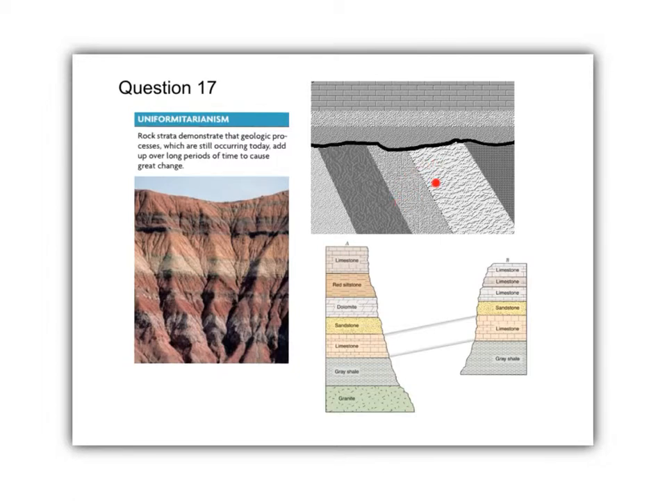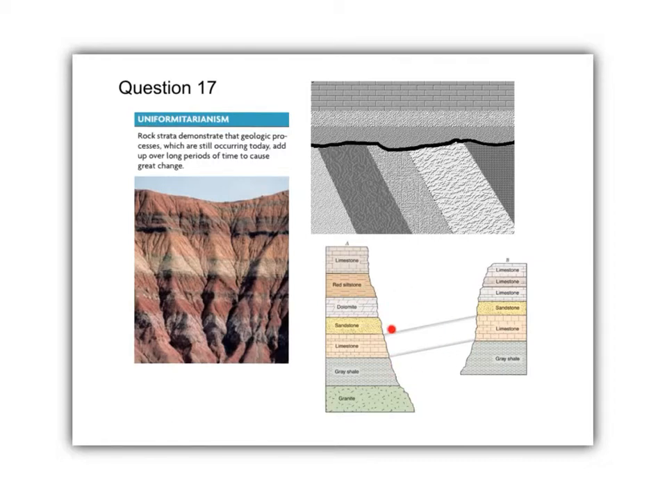This diagram picture right here, this is a demonstration of angular unconformity. You could see our layers were laid down nice and flat. Then something happened where they're laid down in angles, and that's this angular unconformity.